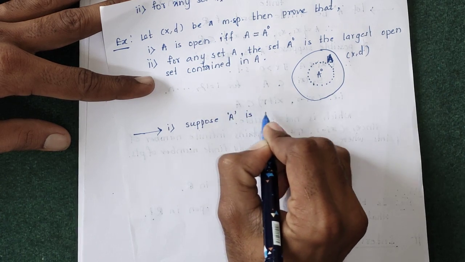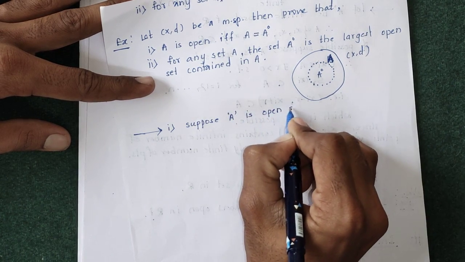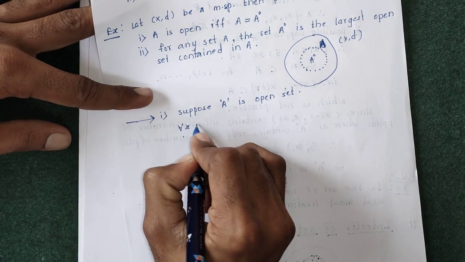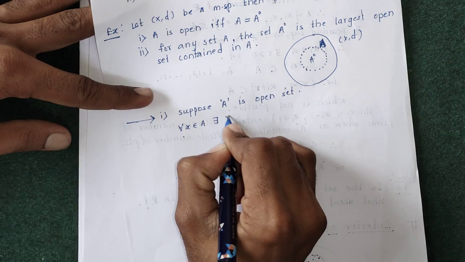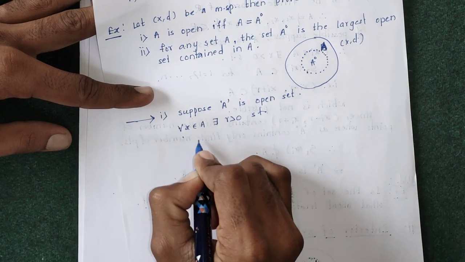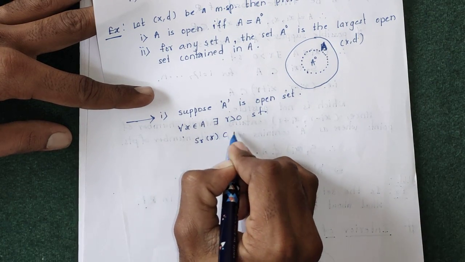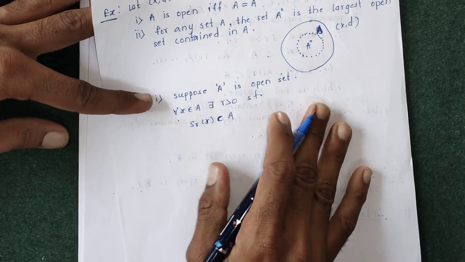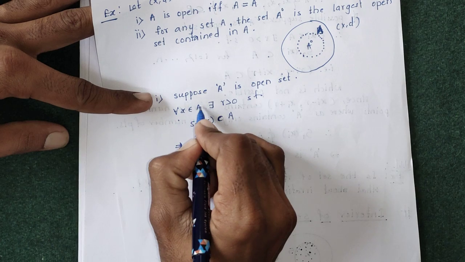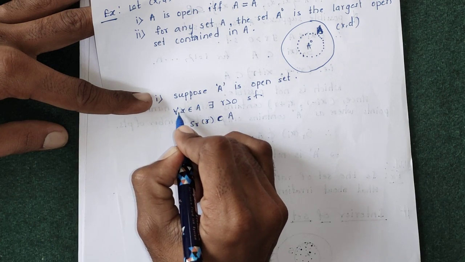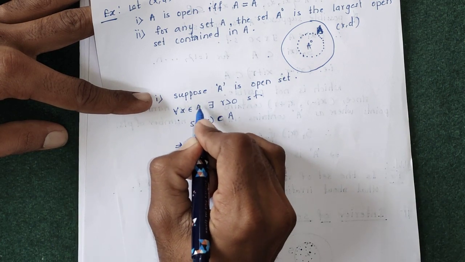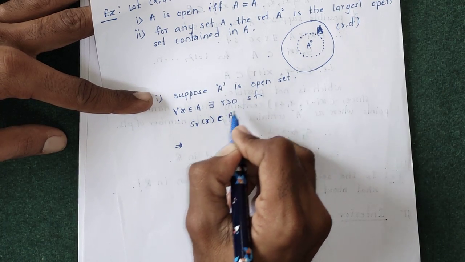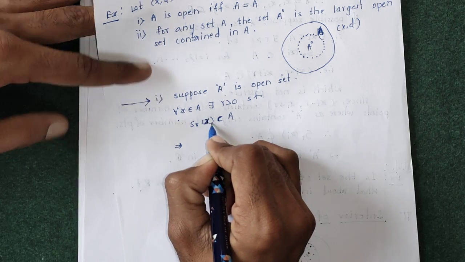A is an open set. Now by definition of open set, for all x belongs to A, there exists some radius r greater than 0 such that the open sphere S_r(x) centered at x lies inside A. This is the definition of open set. So this says that for every element of A, there exists some radius greater than 0 such that S_r(x) lies inside A.